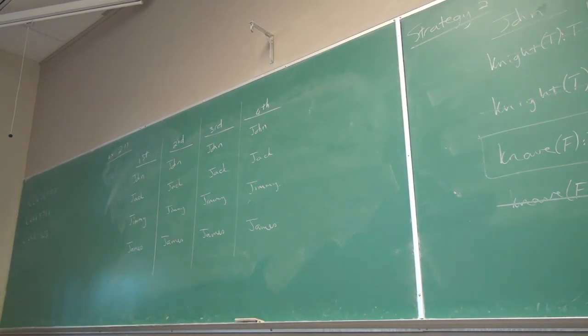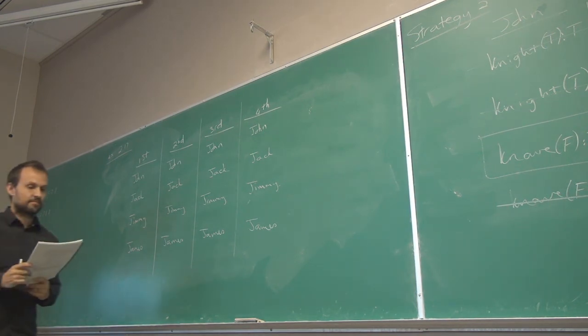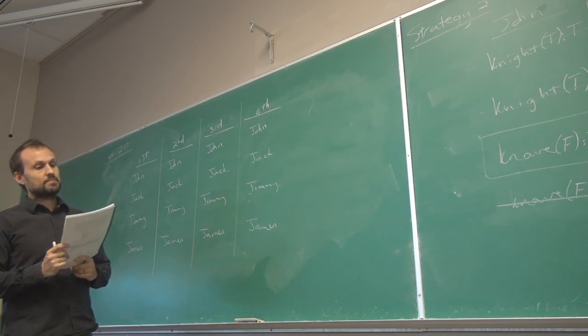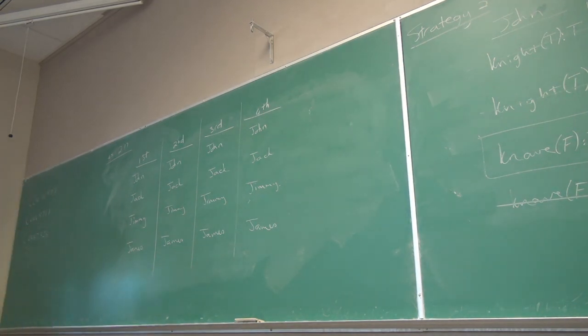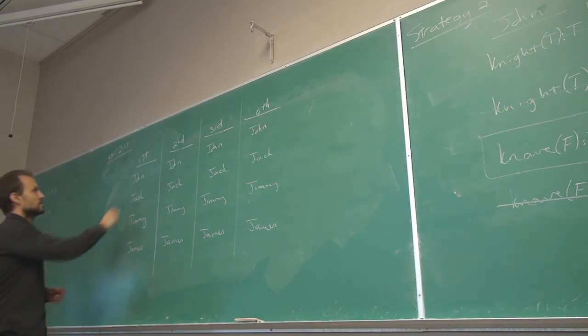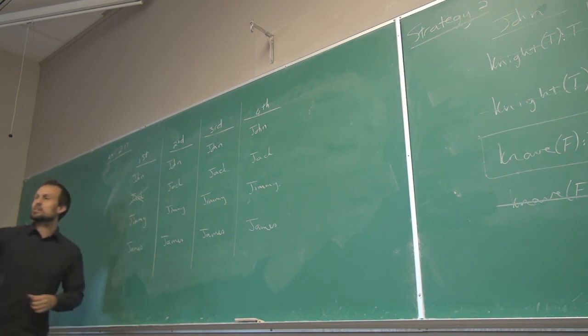Simple as that. Now remember, everyone is lying. They're all knaves. Everyone's lying. Everything they say is a lie. We might as well start at the beginning. John said Jack was first. That's a lie. So Jack was not first. So I can eliminate that one.